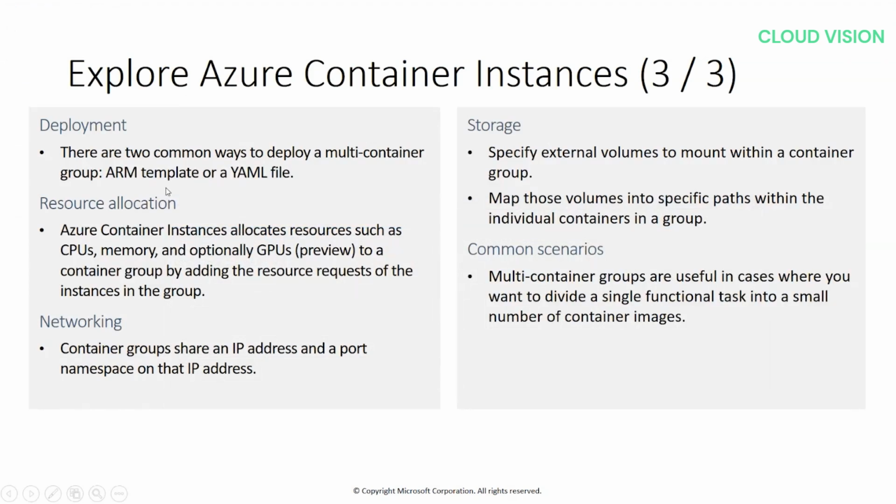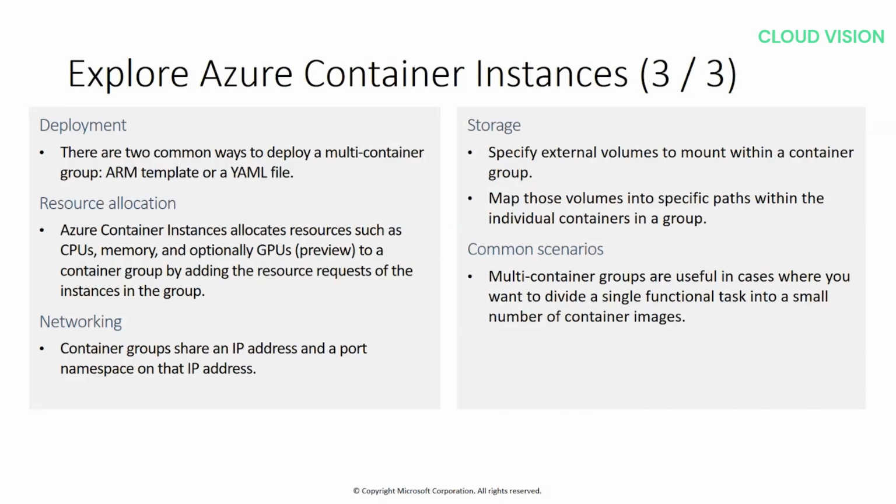So I discussed with you, when you are creating a container instance, you can specify CPU, memory, and optionally GPU, which is in preview, for the container group. These resources will be shared by all the containers running in that container group. A container group shares an IP address and port namespace on the IP address. Storage: if you want multiple containers to share data between each other, you can mount a file share with it. You go to the storage account, create a file share, and then mount that file share as a volume so that all the containers can read values from it or write values into it.